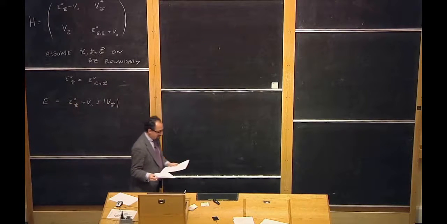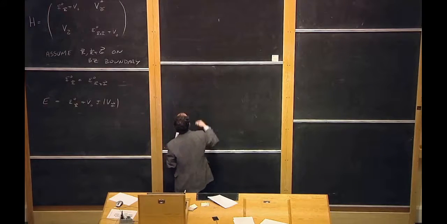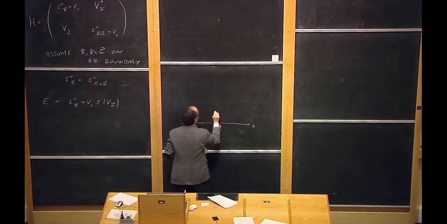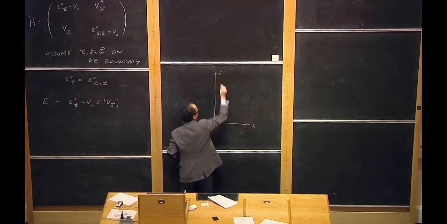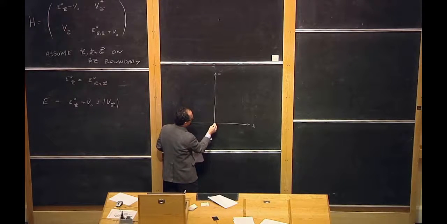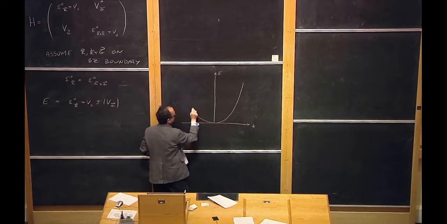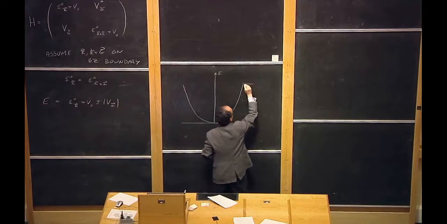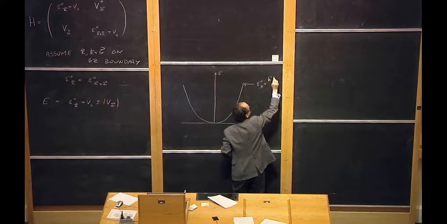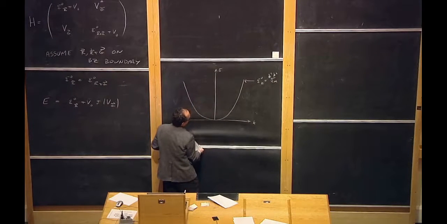And that's our answer. So what does this mean? Let's maybe draw it here. So here's k, here's energy, E. And before we add the perturbation, we have a nice parabola. This is the usual parabola, which is E₀(k) equals ħ²k²/2m. So that's the free electron parabola.